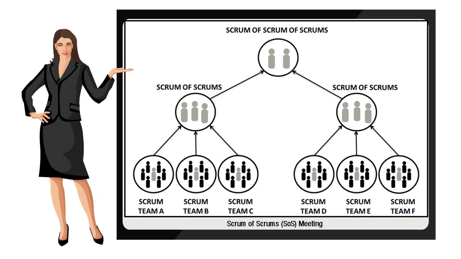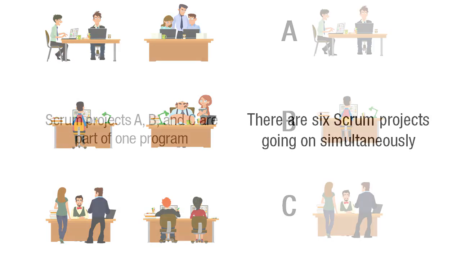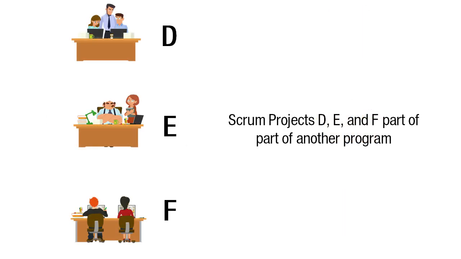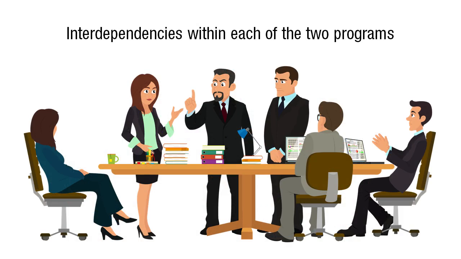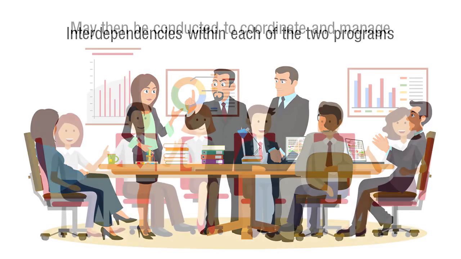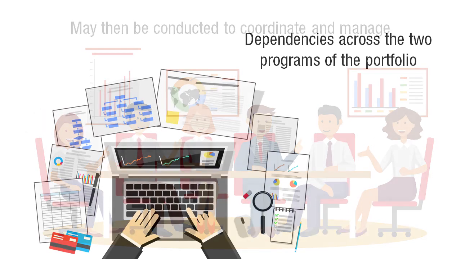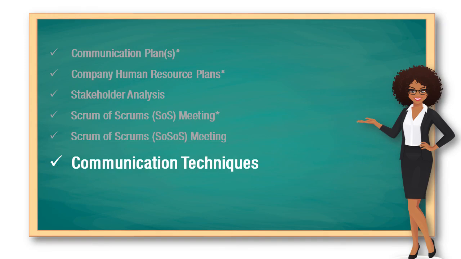The figure below illustrates the concept of the Scrum of Scrums and the Scrum of Scrums of Scrums meetings. In this example, there are 6 Scrum projects going on simultaneously. Scrum projects A, B, and C are part of one program, while Scrum projects D, E, and F are part of another program. A Scrum of Scrums meeting is held to coordinate the interdependencies within each of the 2 programs. A Scrum of Scrums of Scrums meeting may then be conducted to coordinate and manage dependencies across the 2 programs of the portfolio.